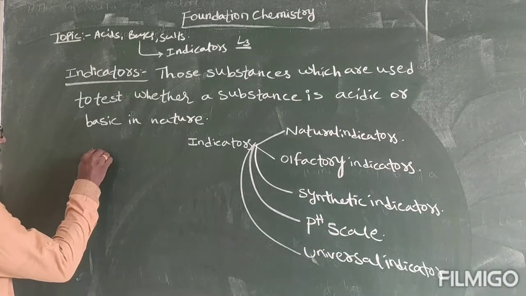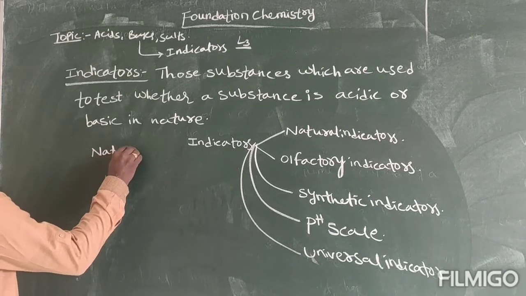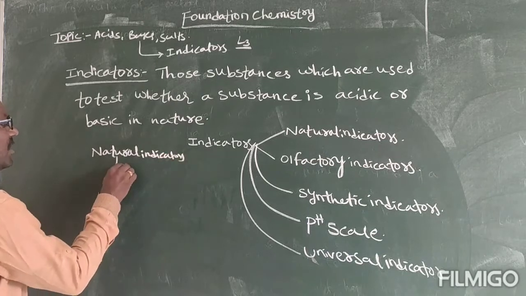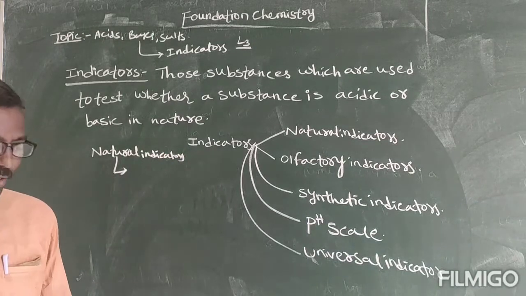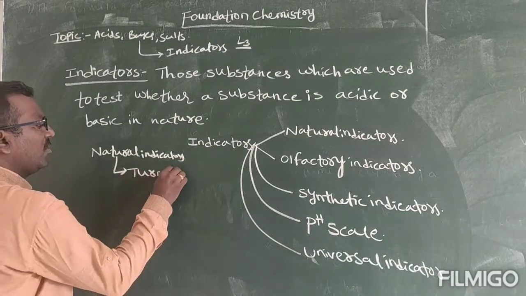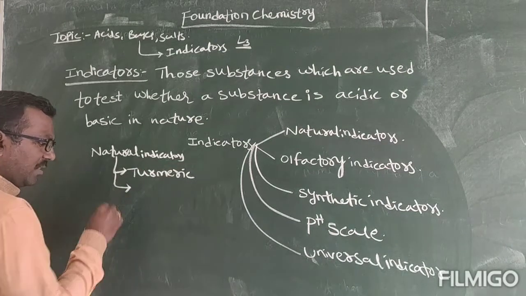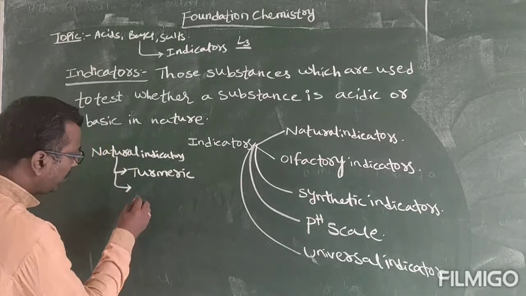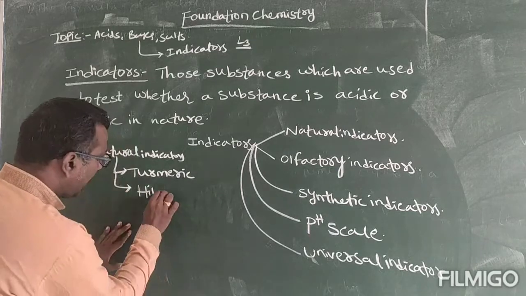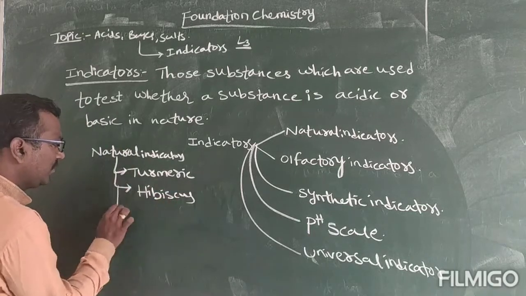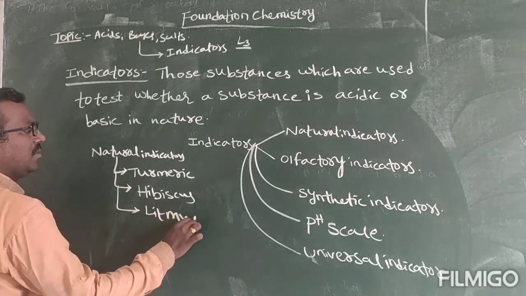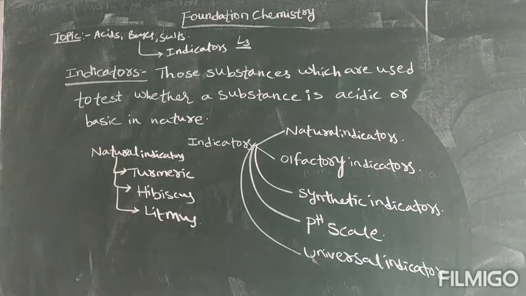So natural indicators. See, natural indicators are what? Which are from our natural resources, like turmeric. Turmeric is a natural indicator. Next we have hibiscus, and litmus. These are all the natural indicator examples.